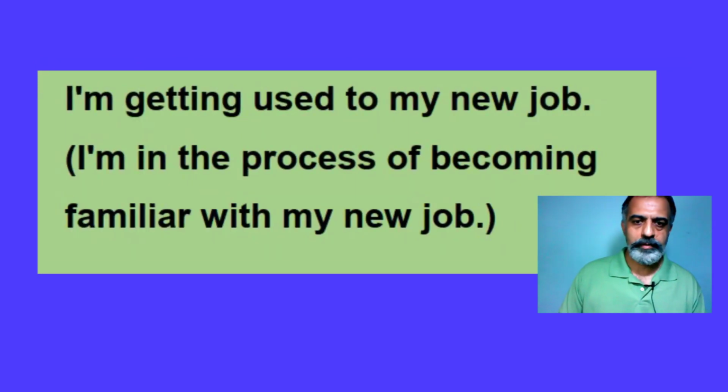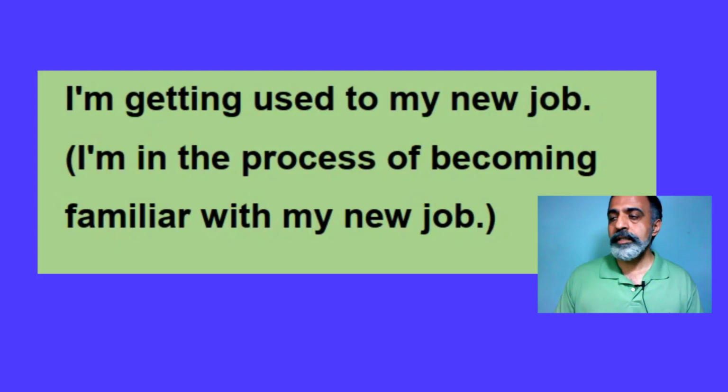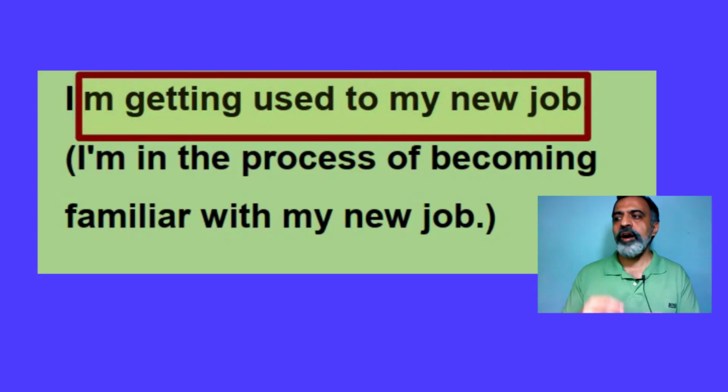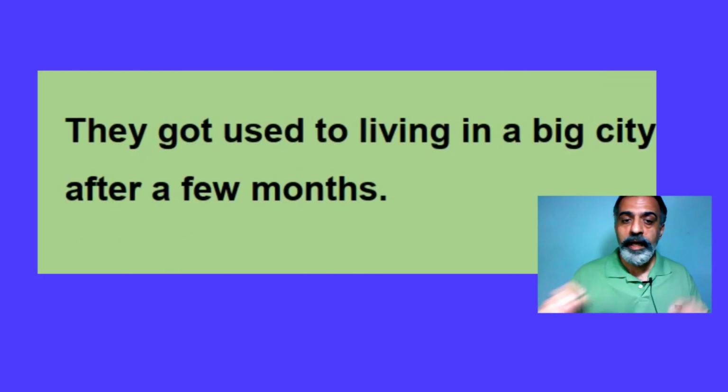Let's have a look at examples. It says, I'm getting used to my new job. It means that I'm in the process of becoming familiar with my new job. Important point about get used to is that we can use get in all tenses. I am getting, I got, I will get, I have got. All tenses can be used here.